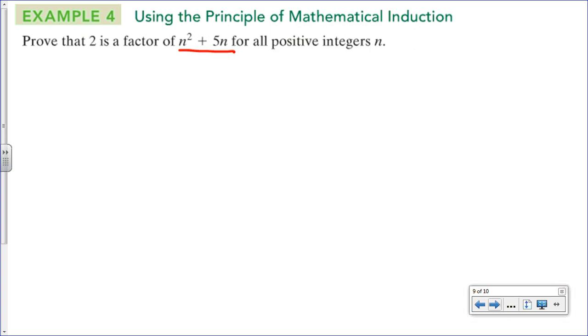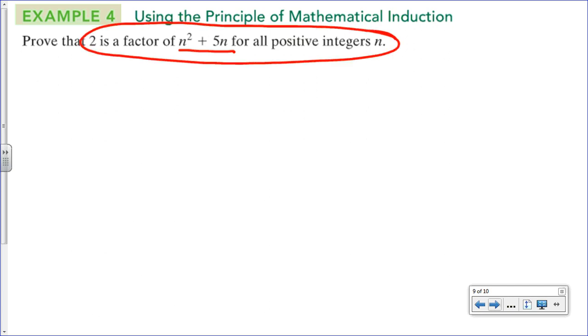So give me a number for n, Tony. 1. Give me something bigger. 2. Give me something bigger. 6. Okay, 6. So if I make 6, and this is not part of the proof, okay? This is just for you to understand what the statement says.